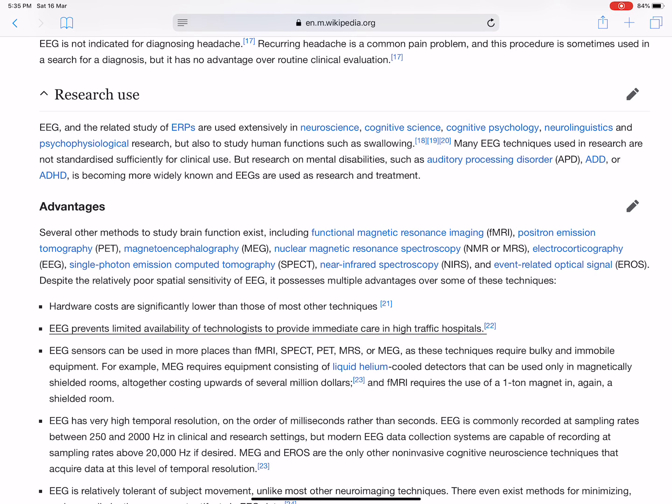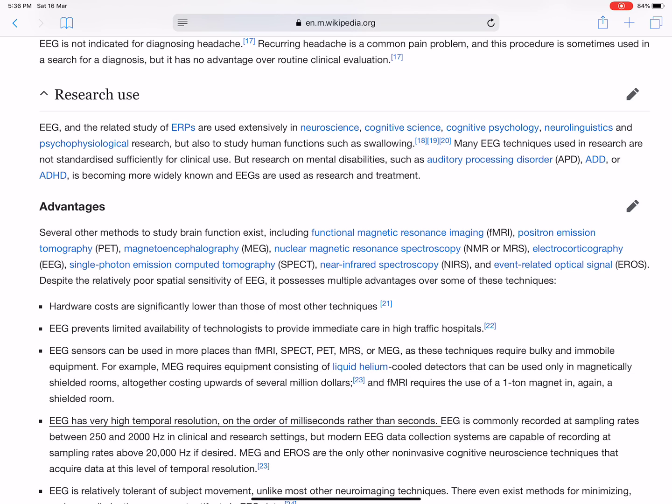EEG prevents limited availability of technologists to provide immediate care in high-traffic hospitals. EEG sensors can be used in more places than fMRI, SPECT, PET, MRS, or MEG, as these techniques require bulky and immobile equipment. For example, MEG requires equipment consisting of liquid helium-cooled detectors that can be used only in magnetically shielded rooms, altogether costing upwards of several $1 million. And fMRI requires the use of a ton magnet in, again, a shielded room.